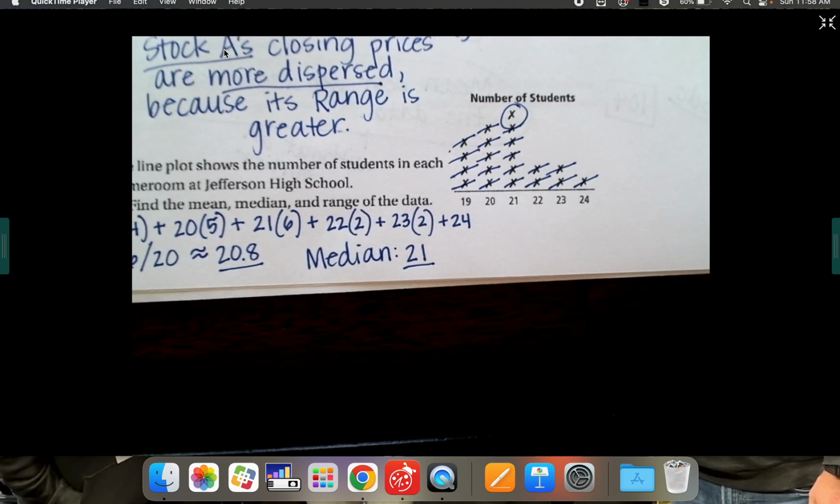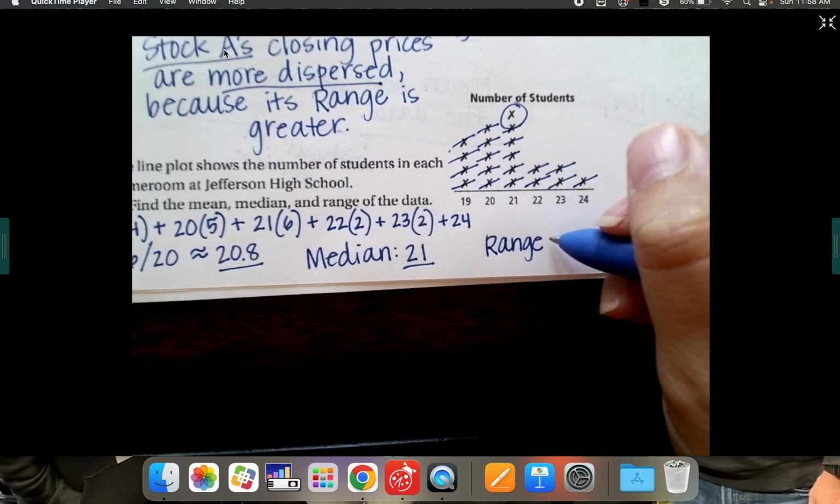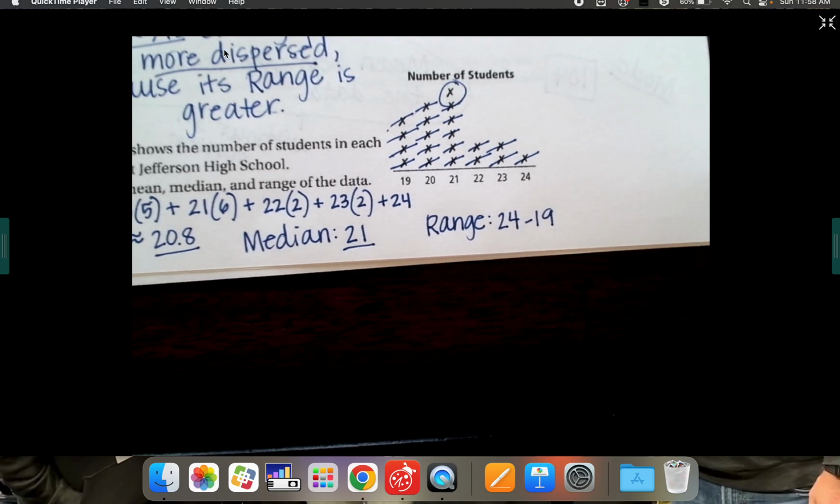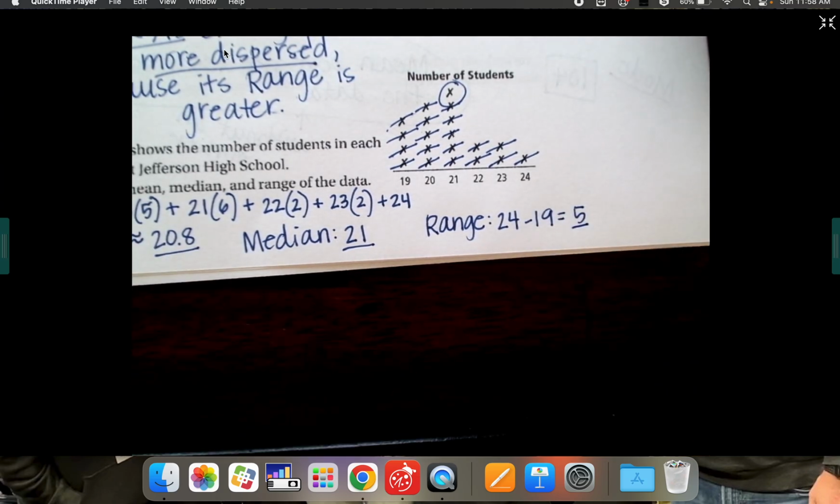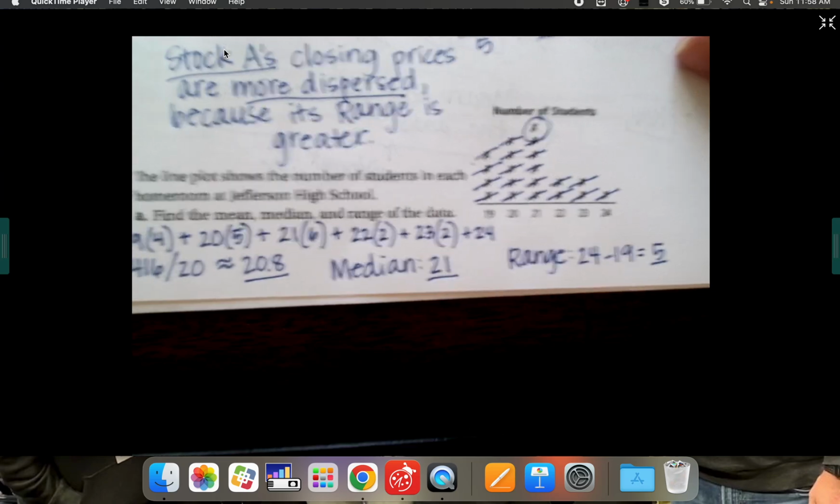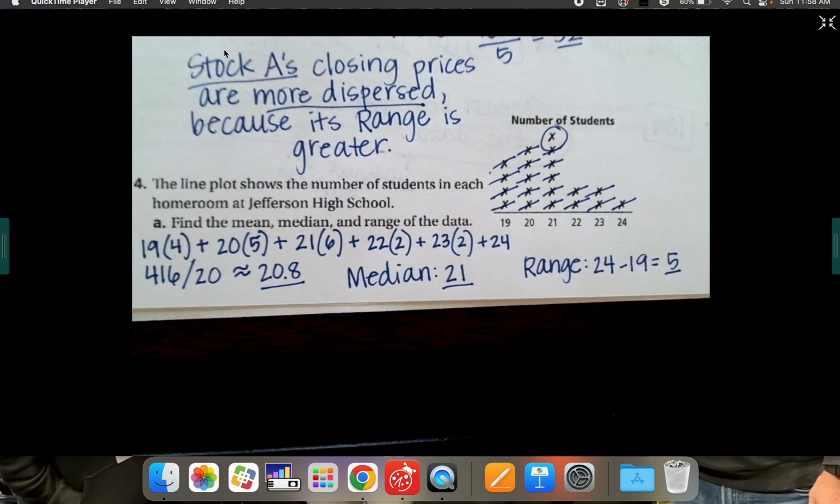And then it just wants to know the range. Range is when you take the largest minus the smallest. So I'm going to take 24 minus 19, which that is silly. That answer is 5, which is not a very good representation of data, but it does tell us how dispersed the data is. So here is our mean, median, and range of that data.